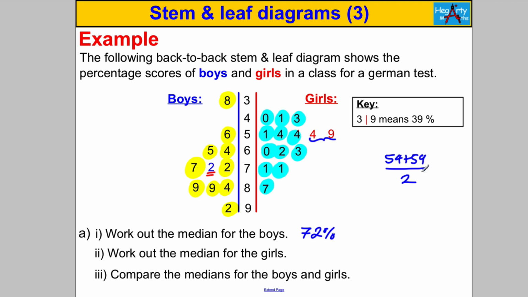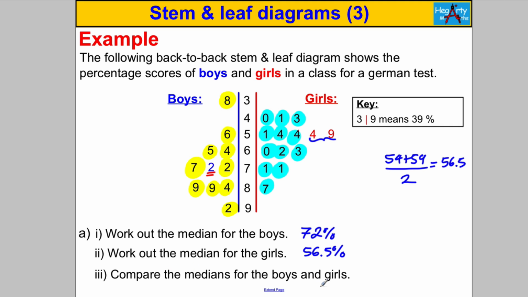Or you could think of it as what's halfway between, what's the midpoint between 54 and 59. Well, there is 5 between them, so half of that distance is 2.5. So if we add 2.5 on to 54, we would get ourselves 56.5. So the median for the girls is 56.5%.